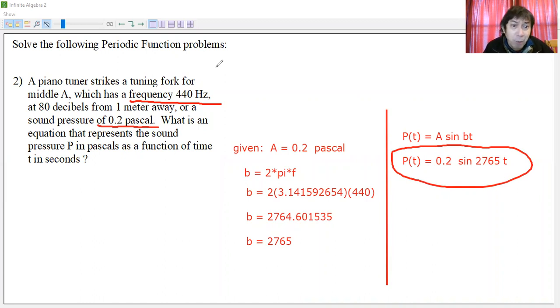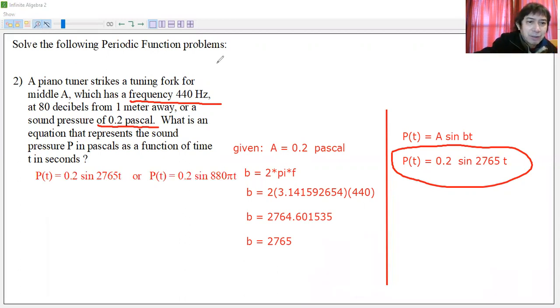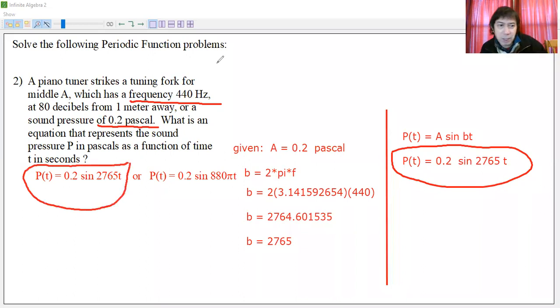So is that all asked in the problem? What is an equation that represents the sound pressure P in pascals as a function of time t in seconds? Okay, so that's it. And we have the equation. Let's find out the answer. Okay, here's the answer. So P of t is 0.2 sine 2765t. That's exactly what we have over here.